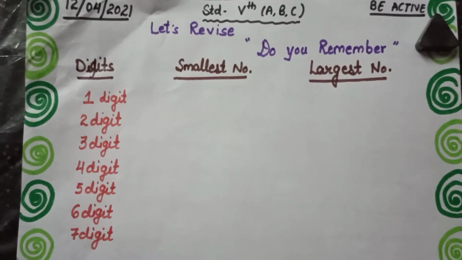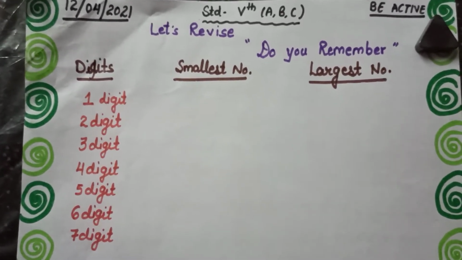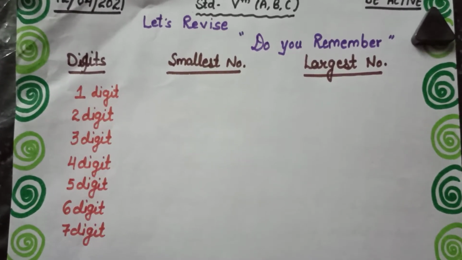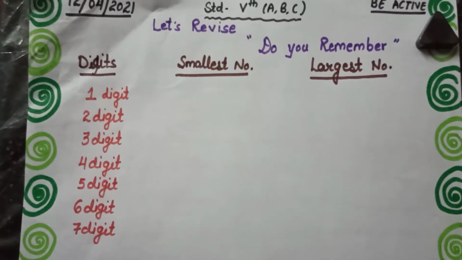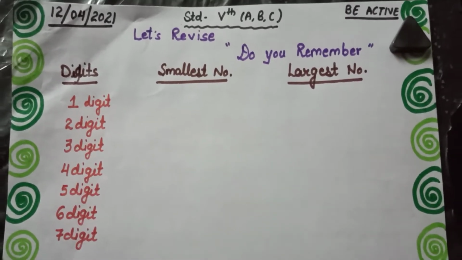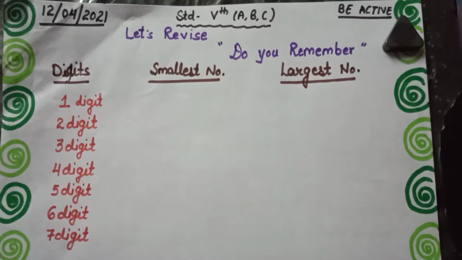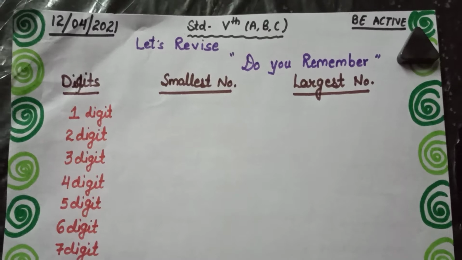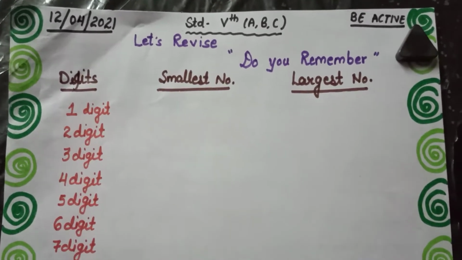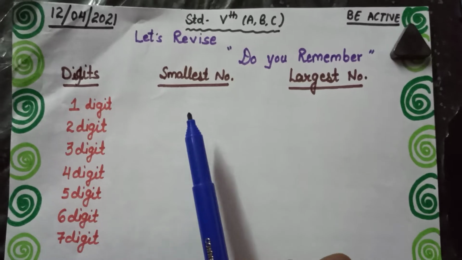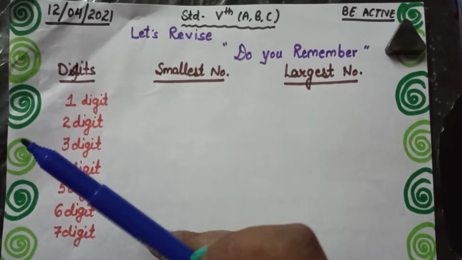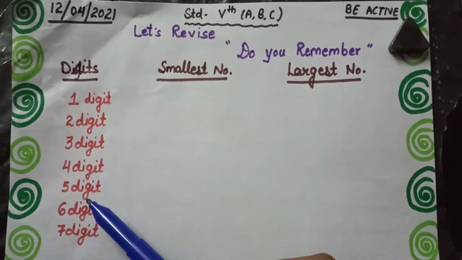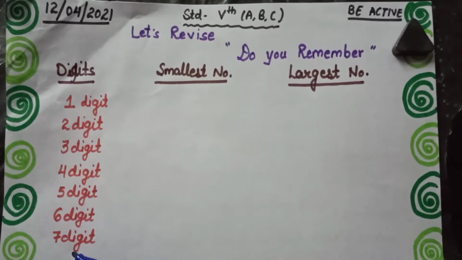Okay, so first of all we will begin with unit 1 and the name of the unit is numbers and numeration. So in our exercise 1 we are going to revise or recall whatever we have done in 4th class. First of all we are going to begin with the smallest number and largest number of 1 digit number, 2 digit number, 3 digit, 4 digit, 5 digit, 6 digit and 7 digit.